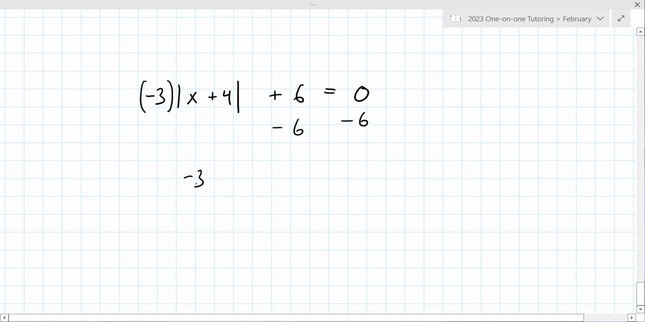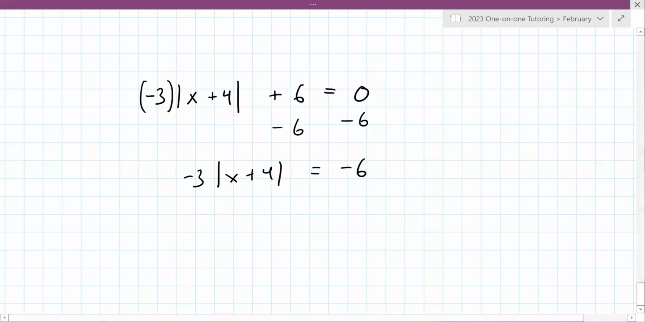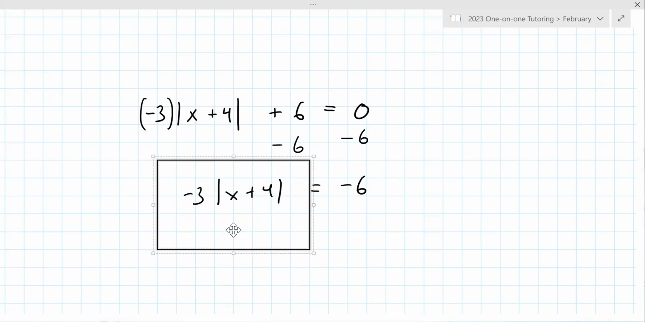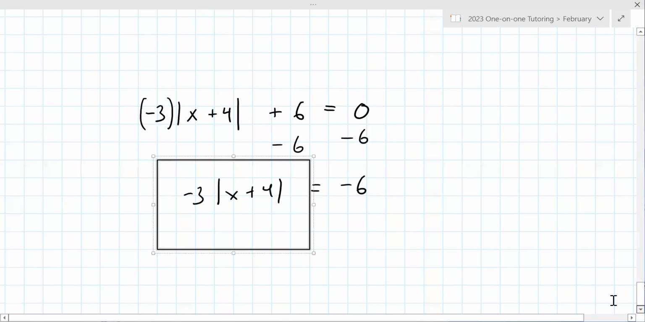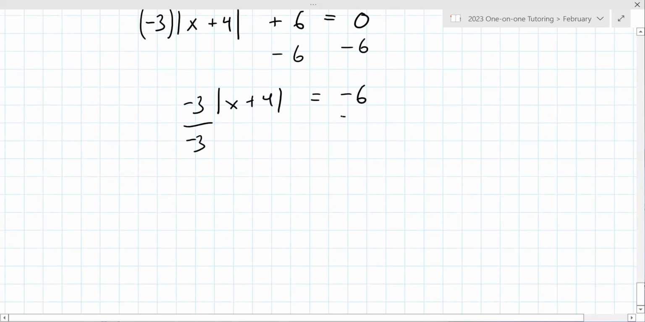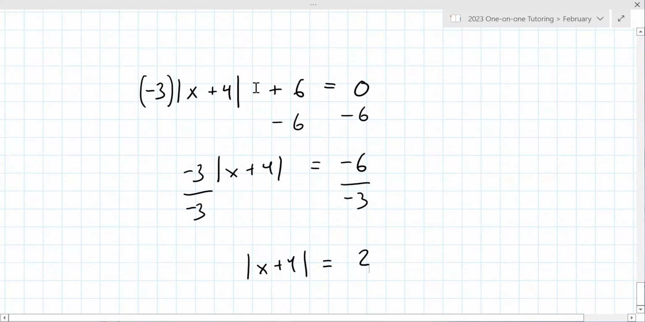Okay. -3 absolute value x plus 4 equals -6. Again, your focus needs to be on that absolute value side. So what's keeping the absolute value from being alone? Multiplication, but you can divide on each side. Okay, and from here, you know how to solve it, so we don't need to solve it. Is it clear? You look at the side with the absolute value, you undo addition or subtraction first, then the multiplication or division, depending on the problem.